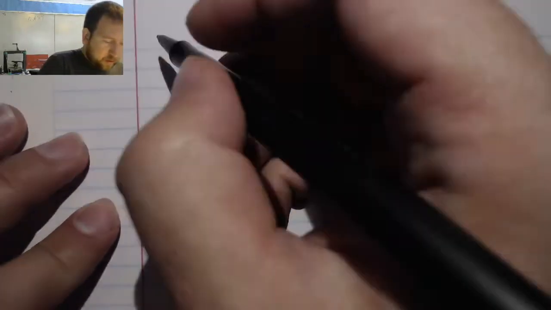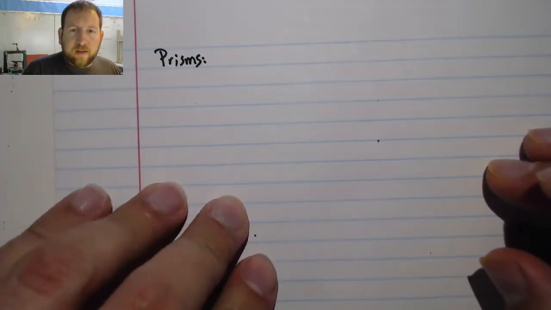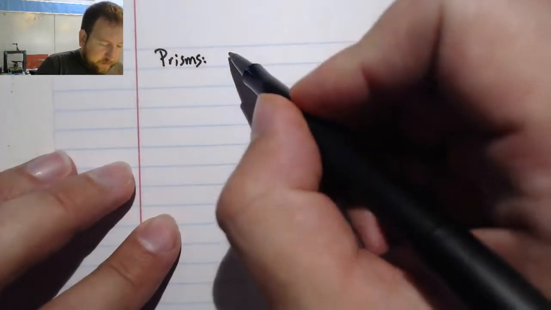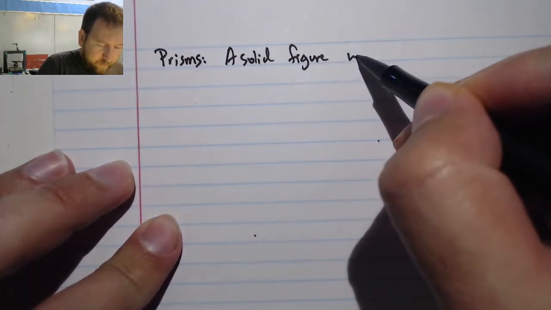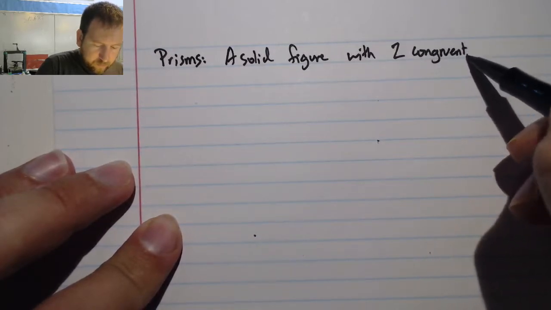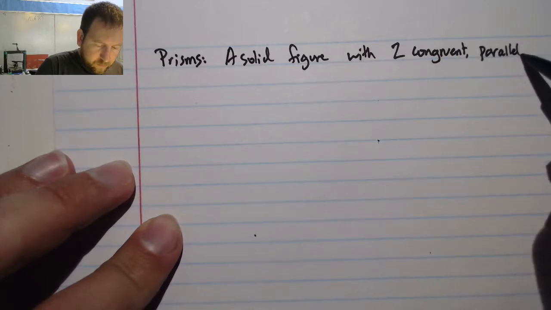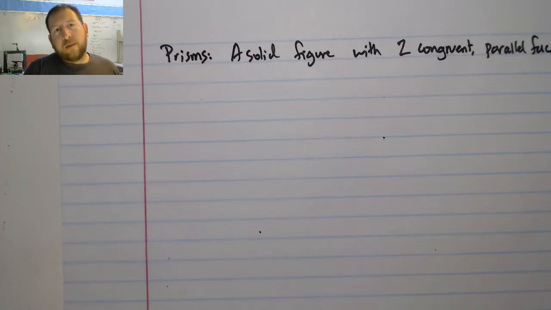Just a couple more shapes before I send you on to the lesson over here. We also have prisms. Make sure you guys can see. A prism is a solid figure with 2 congruent parallel faces. And we name them by those faces.